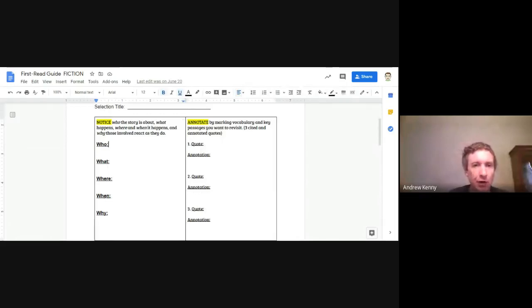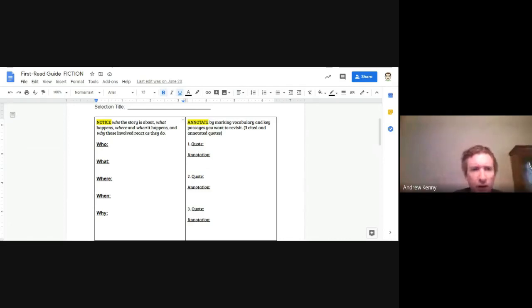So I actually put it in right there. Who is the story about? Who are the main characters? So you're going to say the characters in the story are, and just describe those characters. What is the story about? This is a story about a haunted house, or this is a story about a family that goes on a trip. I don't know, I'm making this up. Just tell me what the story is about.